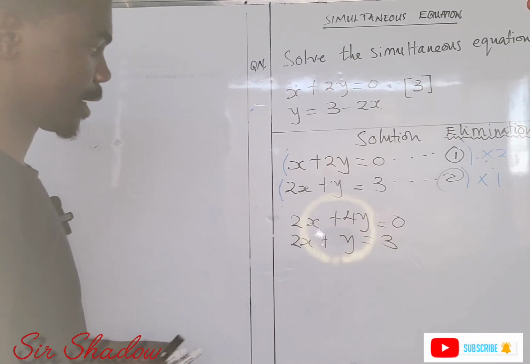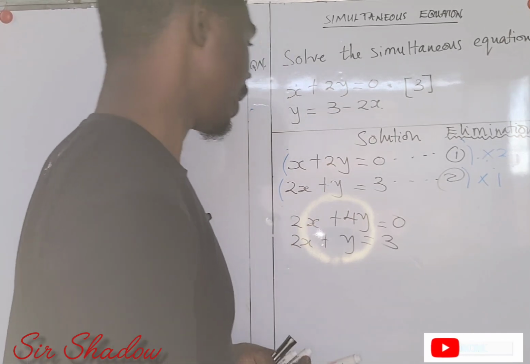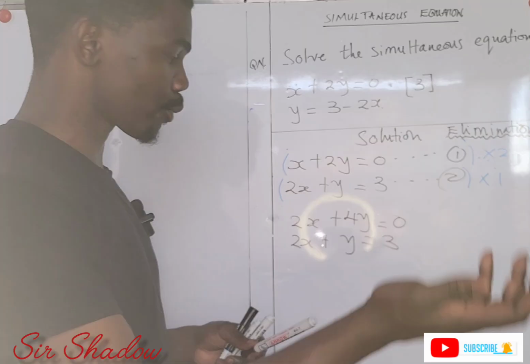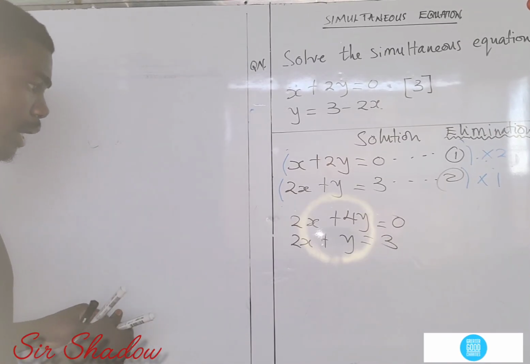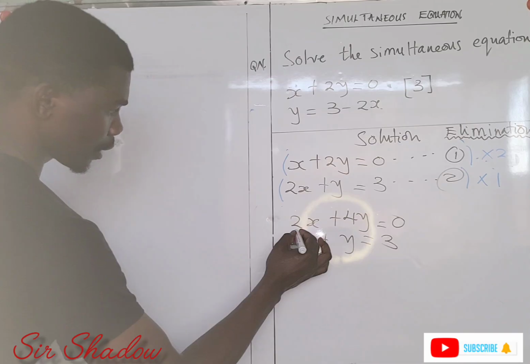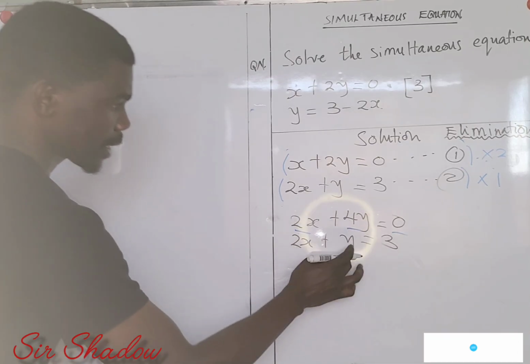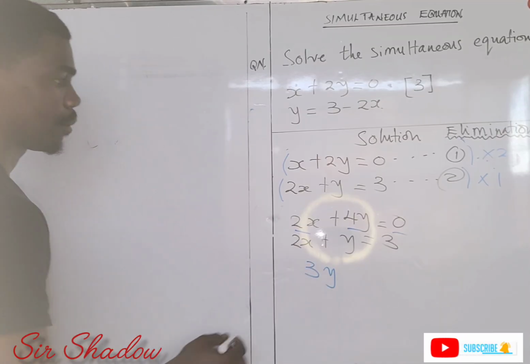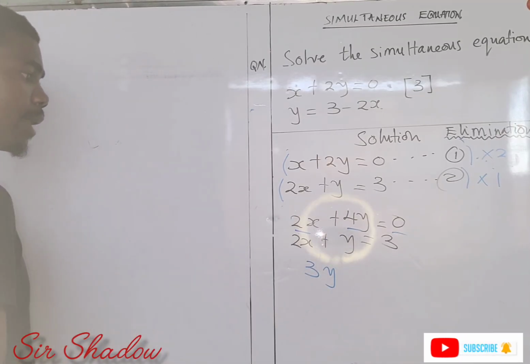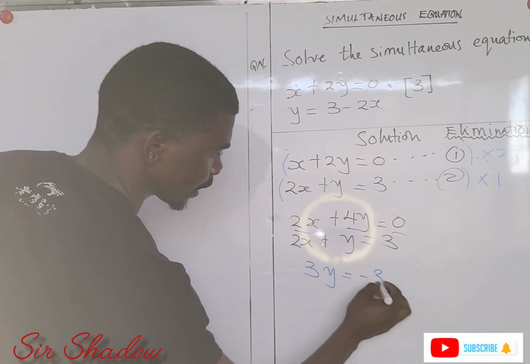Right, so what's next? Now they are similar. If they are now similar, you can choose whether to use addition or subtraction in order to get 0 here. So for me to get 0 here, I have to subtract everything. So 4y minus y, you get 3y. 0 minus 3, you get minus 3 here.